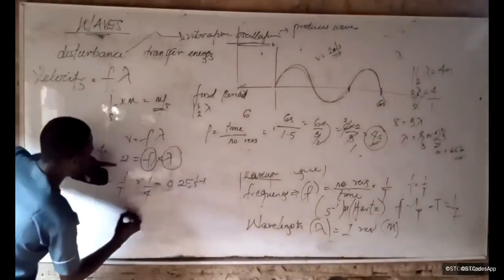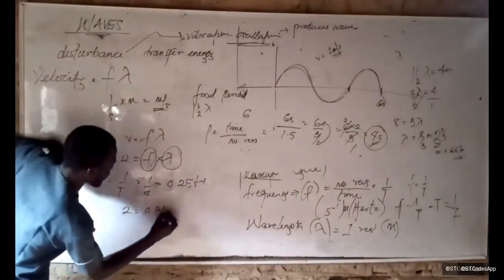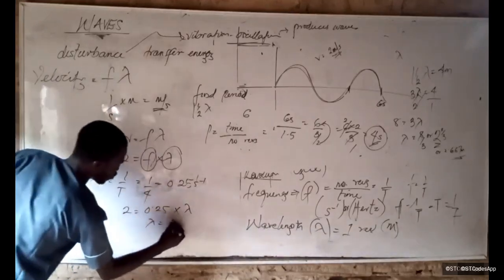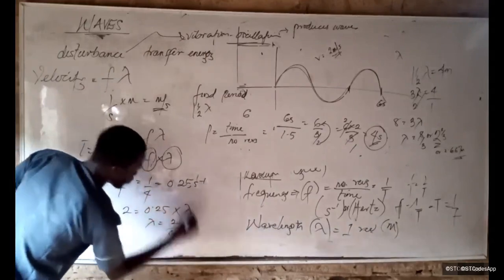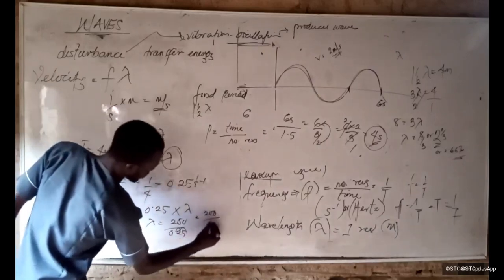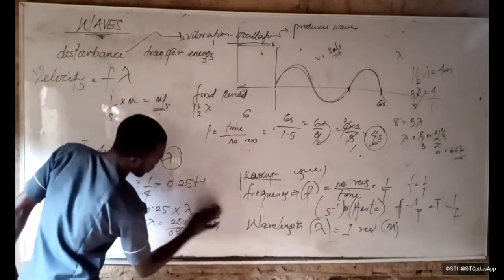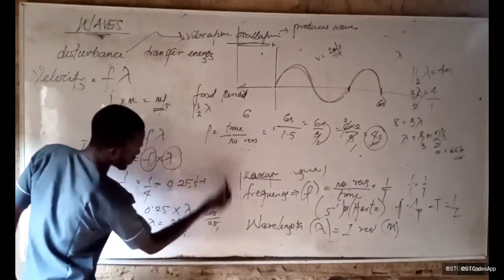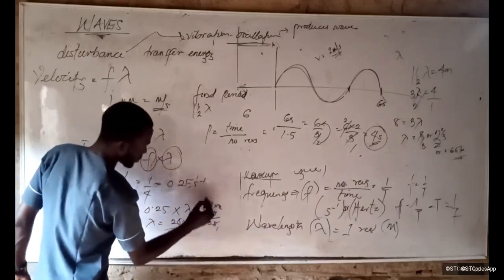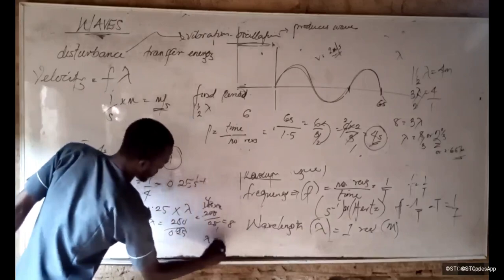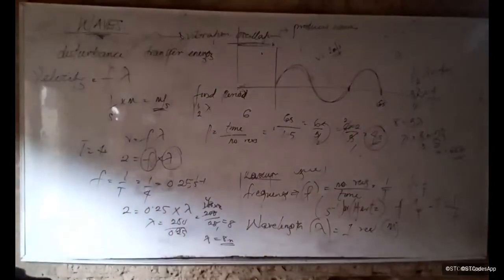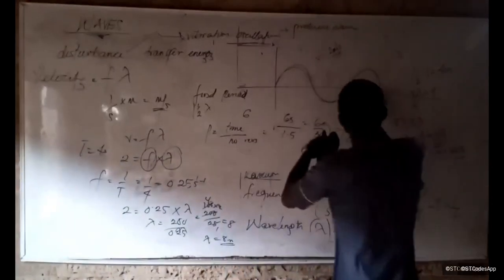So what do we have? 2 will now be equal to 0.25 times lambda. So lambda will be equal to 2 over 0.25. So how do we do this? We have 200 over 25. Here 1, here 4 times 2, 8. You know in 100, it's 100 times 2. So here 4 times 2 is 8. So lambda is equal to 8 meters. So that is the answer.